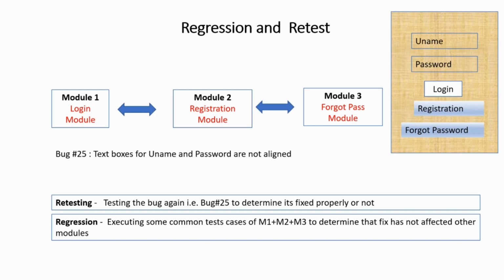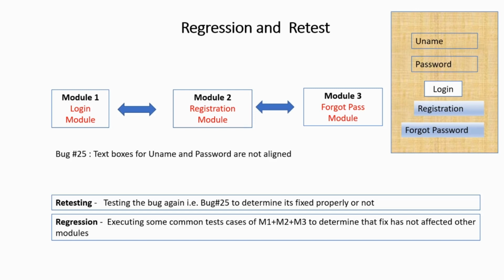So we will execute a set of test cases, high priority test cases and high severity test cases, in order to determine that everything is working fine and every module is intact with each other, and there are no integration bugs or other bugs. So that's the impression of regression testing.